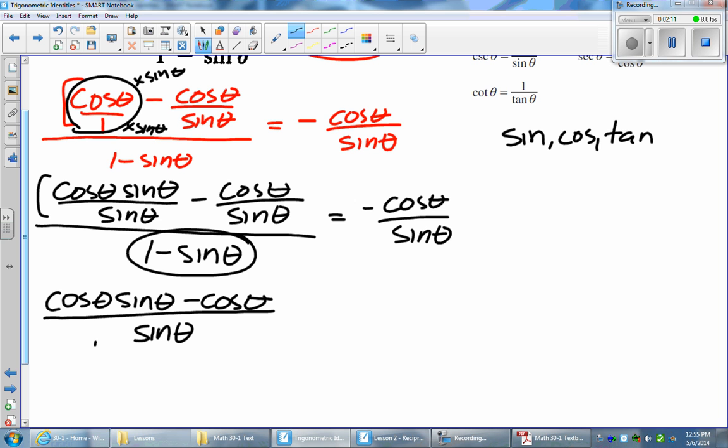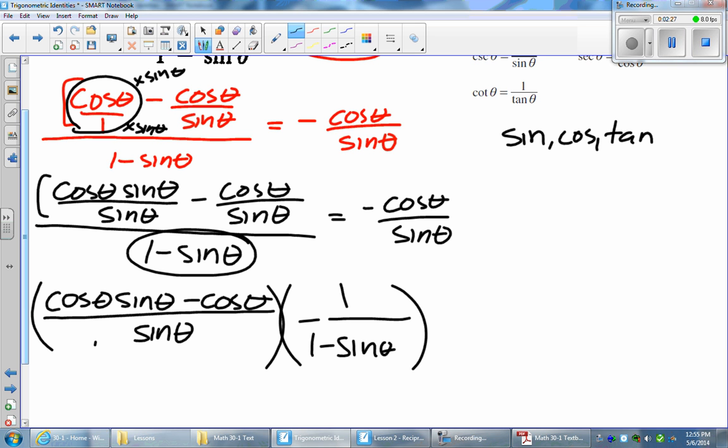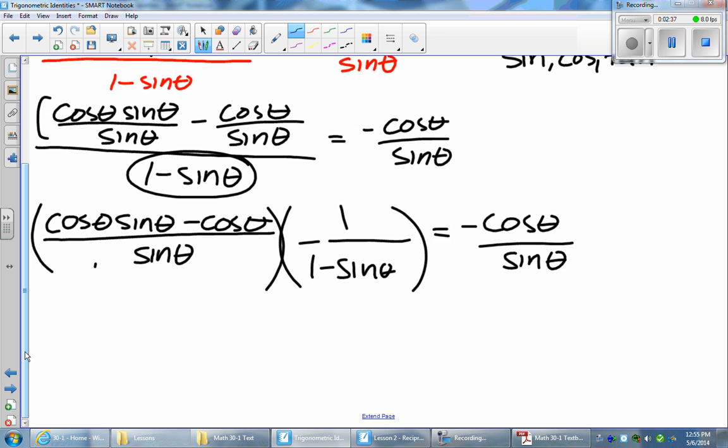So what you could do here to simplify this is, instead of dividing by 1 minus sine theta, that's the same thing as multiplying by its reciprocal, so 1 over 1 minus sine theta. I'm just rewriting it as a multiplication question instead of a division question. It gets a bit confusing when you have stacked fractions. So from here, you want to see if you can cancel anything out. You still can't. So from here, you can go ahead and look at the top here. Notice that you can actually factor something out.